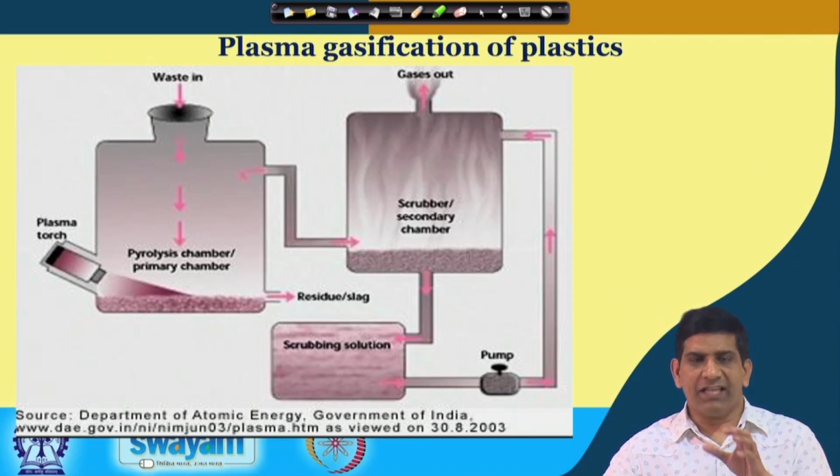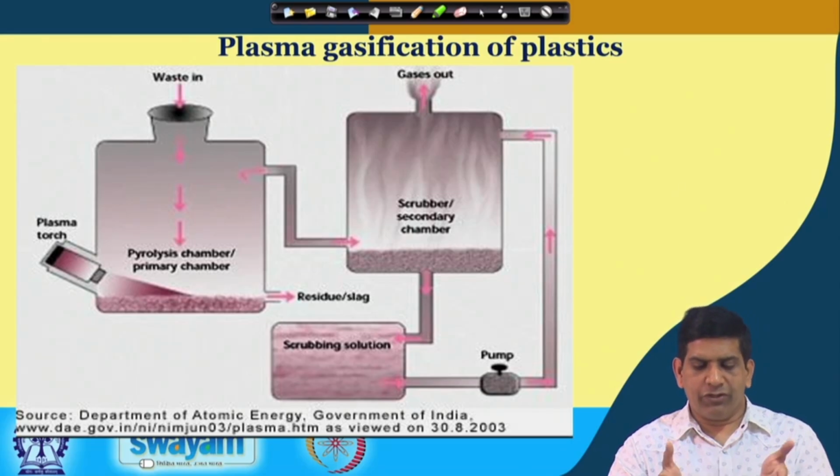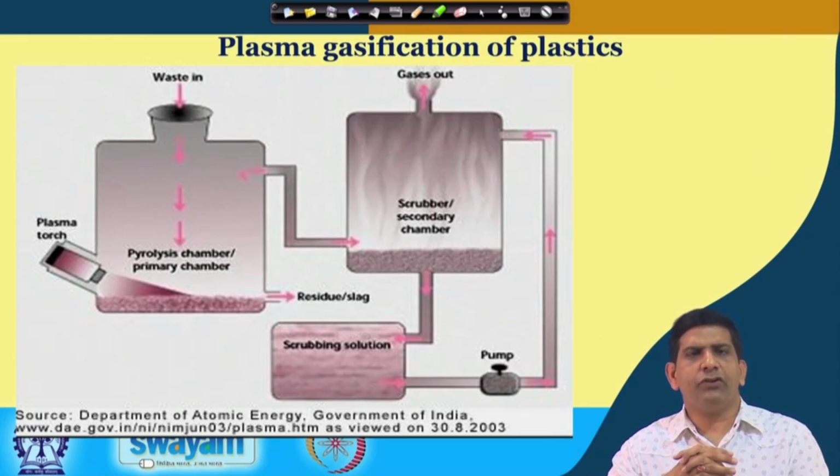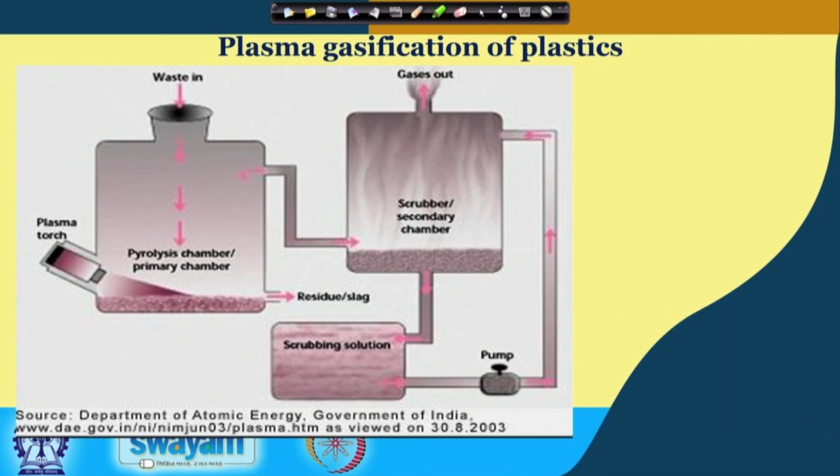Next is plasma gasification of plastic, where plasma is used for treating the plastic waste. It's not very common to use plasma gasification because plasma uses a lot of energy. Pyrolysis is more popular than plasma, because with plasma we are usually working at 5,000 to 10,000 degrees centigrade, depending on different fuel and different waste type, and it becomes costly to do that.